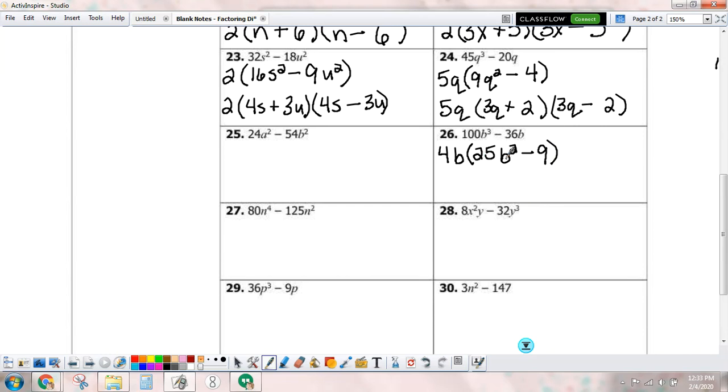Okay, so now I can go ahead and do my difference of squares here. So I have the square root of 25 is 5. Square root of b squared is b. So put 5b for both. Put a plus, put a minus. And then the square root of 9 is 3. All right, so you're going to go ahead and try the rest of these on your own. And please check your work when you're done.